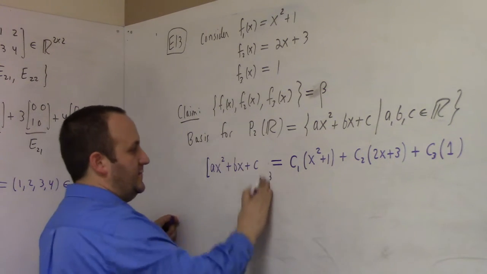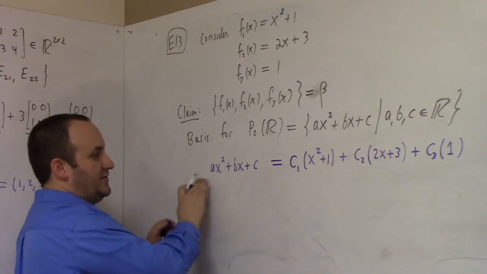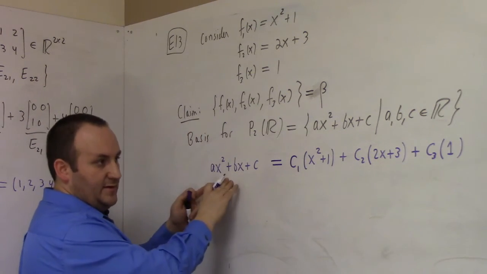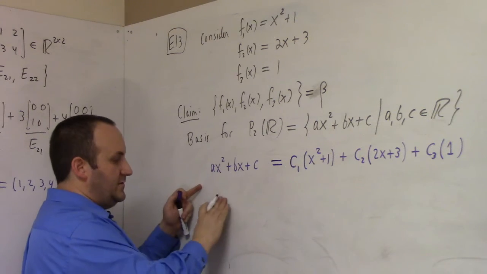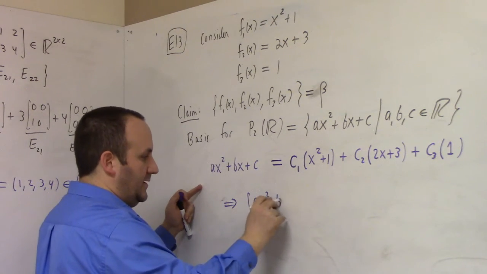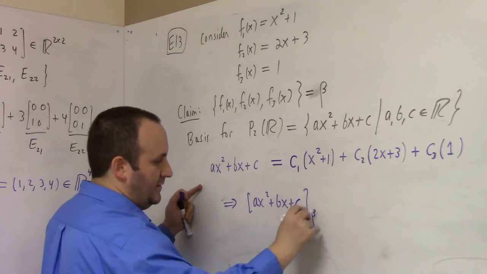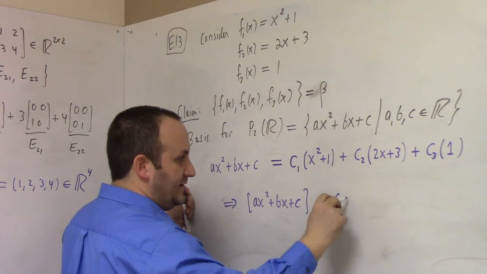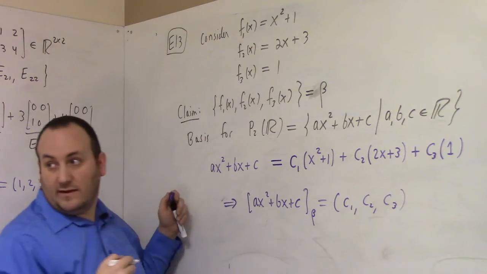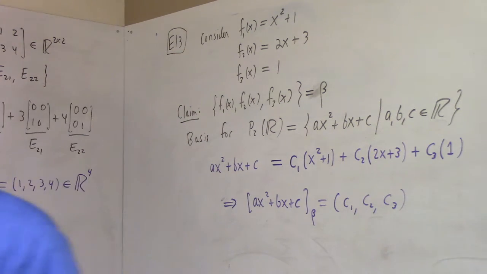Let me fix my jumping the gun here. We need to figure out what linear combination gives us this. Then whatever that works out to would imply that for ax squared plus bx plus c, the coordinate vector of that is c1, c2, c3. What those are will require calculation in this case.